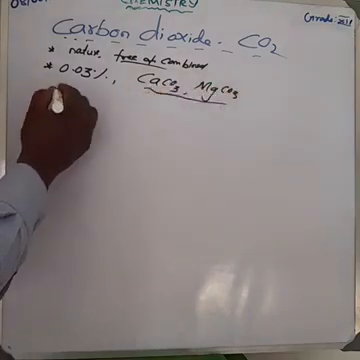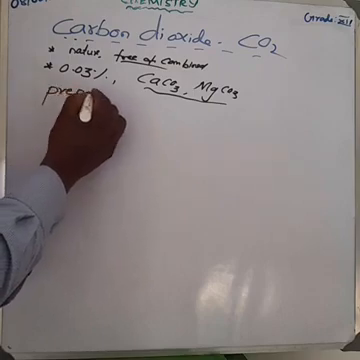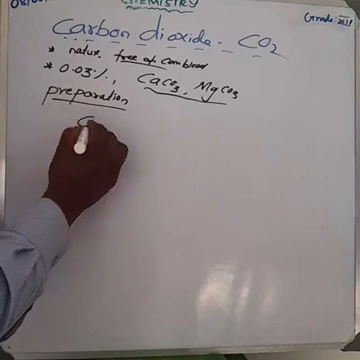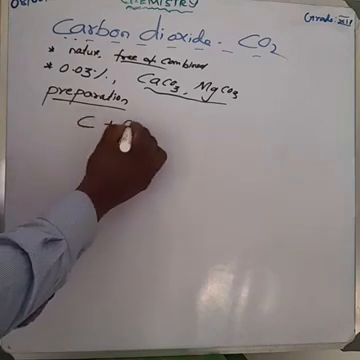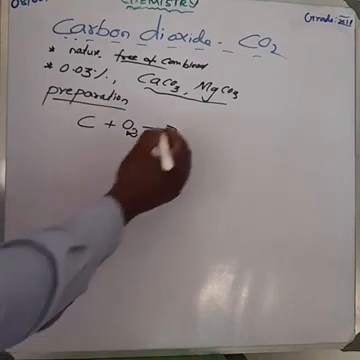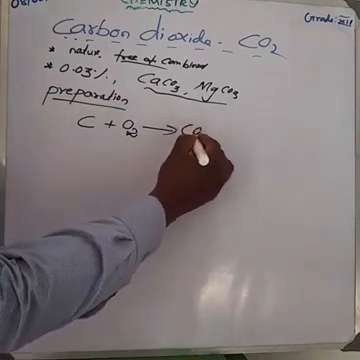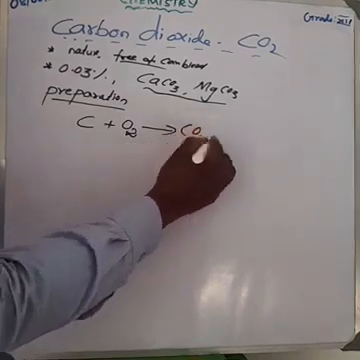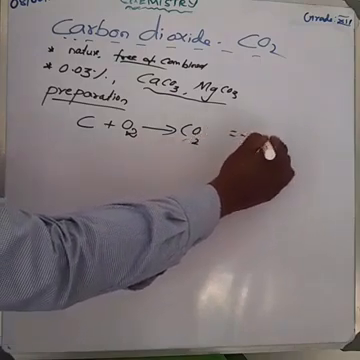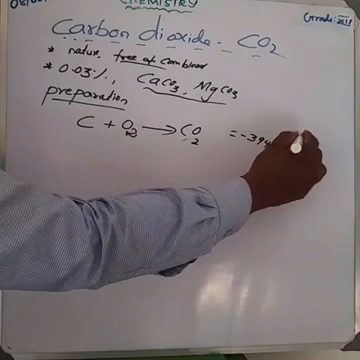Preparation of carbon dioxide. Carbon dioxide is prepared by the burning of coke, that is carbon, in excess of air. Burning of coke: carbon plus O2 gives carbon dioxide. You have to write the delta H, that is enthalpy. Enthalpy is equal to minus 394 kilojoules per mole.